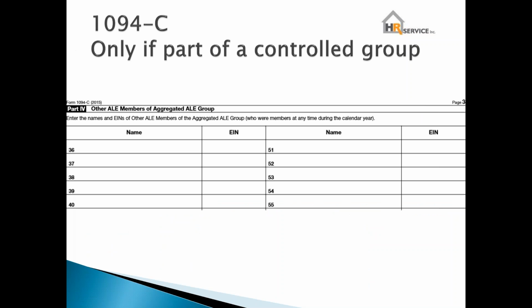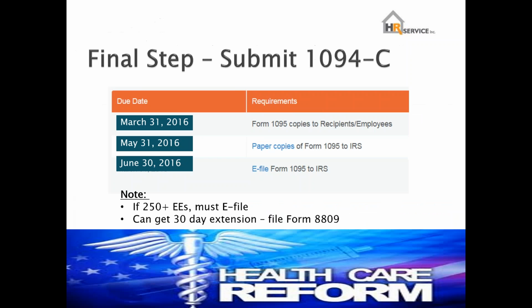If you're part of a controlled group, aggregated applicable large employers, complete section 4. Enter the information about your sublink organizations here. Otherwise, leave this blank. You can include up to 30 organizations. If there are more than 30, use only those with the highest average monthly employee count.